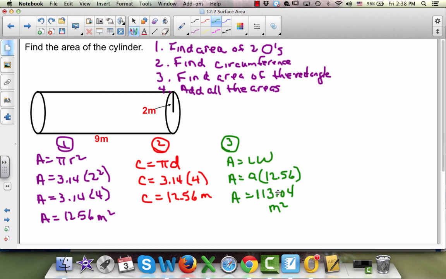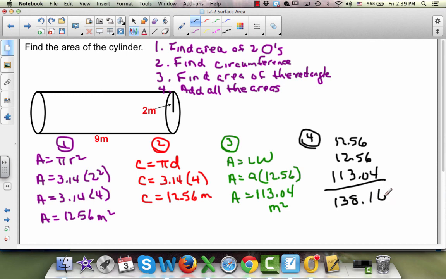And then it says add all the areas. So you add the areas of the rectangle and the two circles. So we've got step 4. The area of one of the circles is 12.56. The area of the second circle is 12.56. And the area of the rectangle is 113.04. And we add all those up, and we get 138.16. And don't forget, it's meters squared.